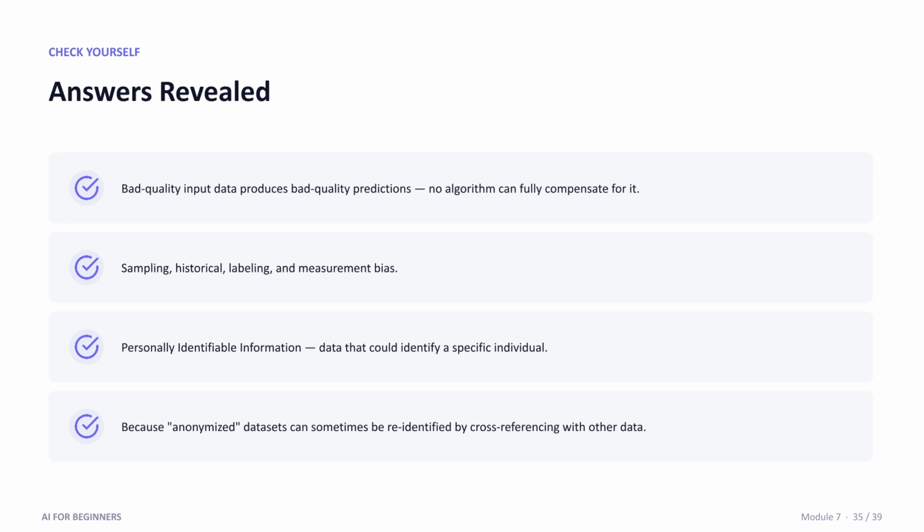Let's review those answers. Garbage in, garbage out means poor input yields poor predictions. The 4 types of bias are sampling, historical, labeling, and measurement. PII is personally identifiable information. Finally, anonymization is hard because data can often be re-identified through cross-referencing.